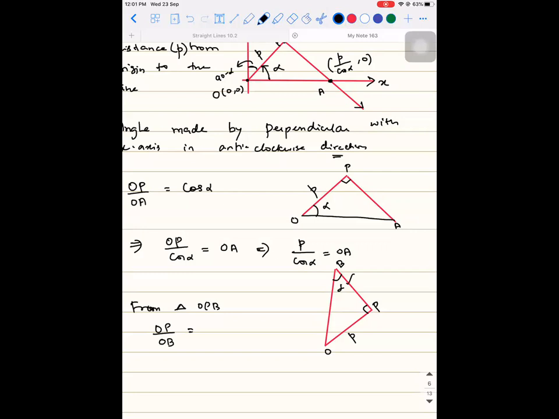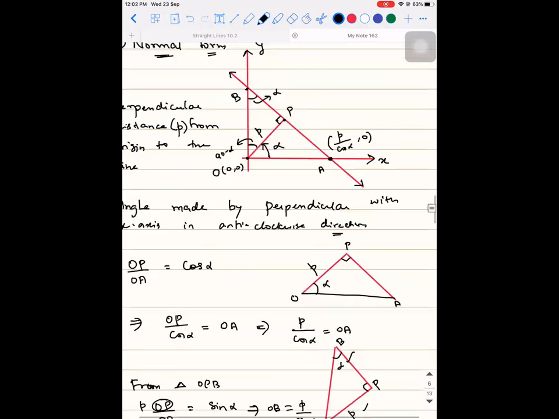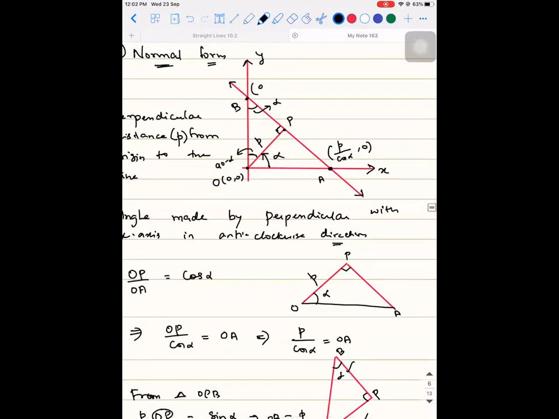With respect to alpha, what is side OP? It is the opposite side. So opposite by hypotenuse is going to give you sine alpha, which implies OB is how much? OP is p, so p divided by sine alpha. What will be the coordinate of point B? 0, comma p divided by sine alpha. Accepted? So A is p by cos alpha comma 0 and B is 0 comma p divided by sine alpha.